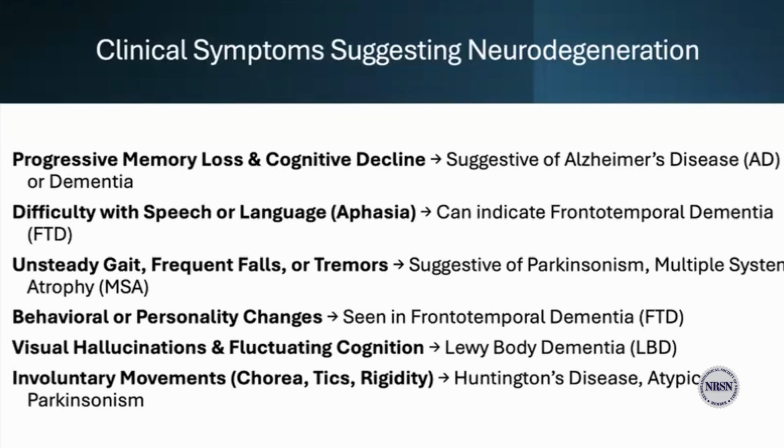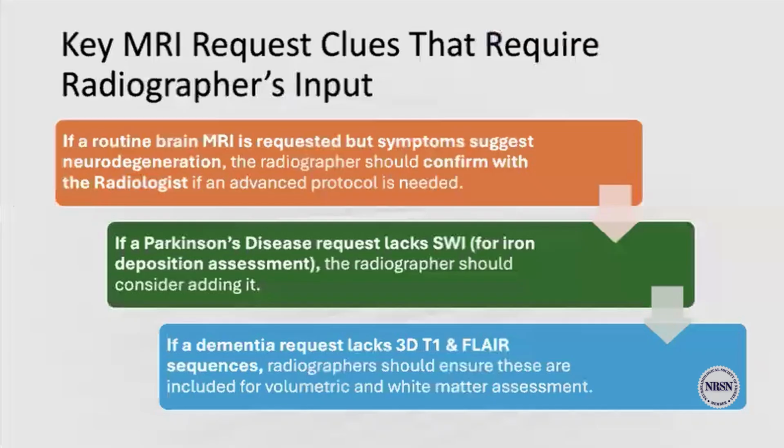So recognizing these symptoms isn't just helpful for the clinicians. It gives us, as radiographers, the context we need to anticipate the right protocol, know what structures require close attention, and contribute to a meaningful diagnosis. As MRI radiographers, we need to pay attention. Even when the request form isn't specific, sometimes a scan is requested as a brain MRI, but the clinical history might suggest possible neurodegeneration. So in such cases, it's important to double check with the radiologist to see if an advanced neurodegenerative protocol might be more appropriate for the patient.